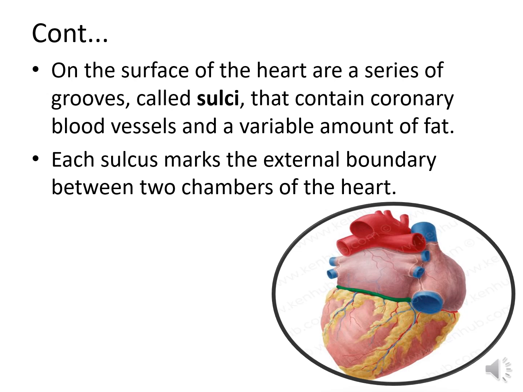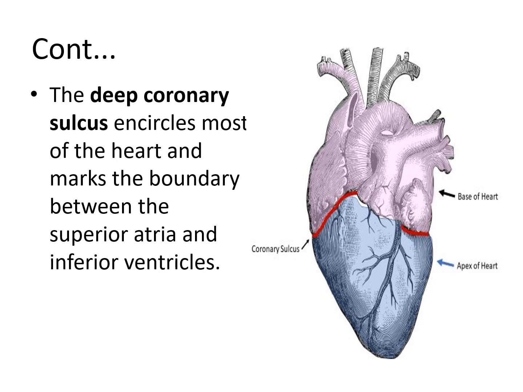On the surface of the heart are a series of grooves which are called sulci that contain coronary blood vessels and a variable amount of fat. Each sulcus marks the external boundary between two chambers of the heart. The deep coronary sulcus encircles most of the heart and marks the boundary between the superior atria and inferior ventricles. In the picture, we can see the coronary sulcus is denoted by a red color.